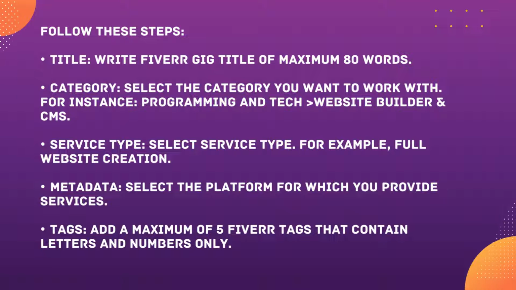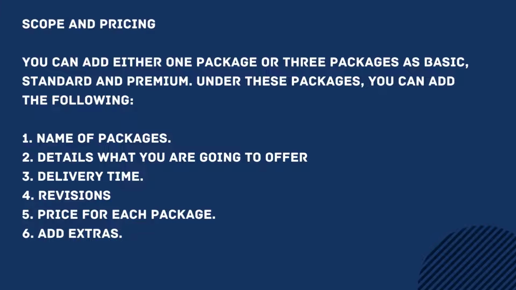When it is time to make the gig on Fiverr, we need to fill the first section, which is Gig Overview. Sign into your Fiverr account. Click on the gigs, Create New Gig. Follow these steps. Title. Write a Fiverr gig title of maximum 80 words. Category. Select the category you want to work with. For instance, programming and tech, website builder and CMS. Service type. Select service type. For example, full website creation. Metadata. Select the platform for which you provide services. Tags. Add a maximum of 5 Fiverr tags that contain letters and numbers only.